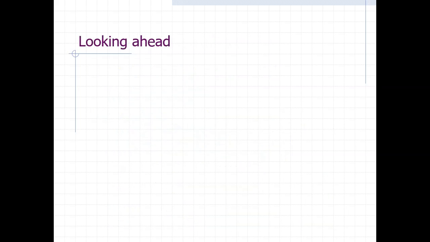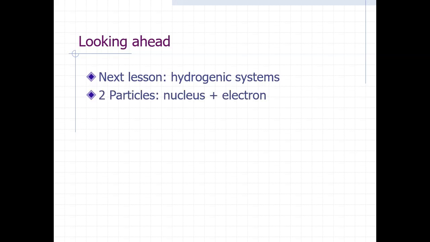In the next lesson, we will look at the quantum mechanical description of hydrogenic systems. These are two-particle systems consisting of a nucleus and an electron. Examples of hydrogenic systems include neutral hydrogen atoms and helium ions with a +1 charge.